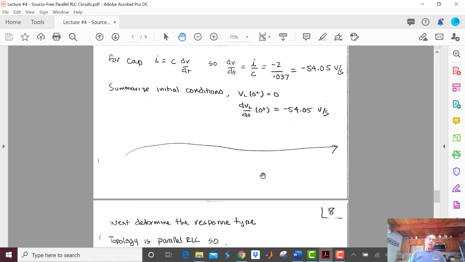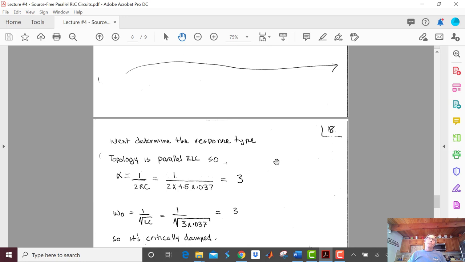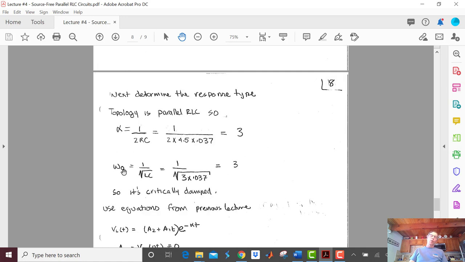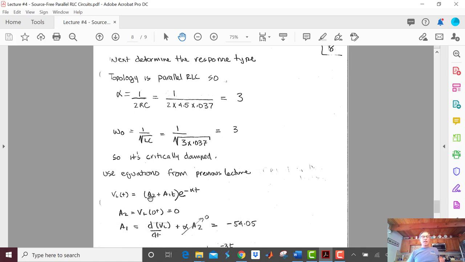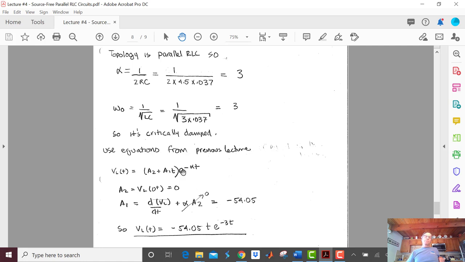Now let's determine the response type. We have a parallel RLC, so let's use our formulas from the cheat sheet. Alpha for a parallel RLC is 1 over 2RC, which is 3. Omega naught is equal to 1 over root LC, also 3. So my damping coefficient is equal to my resonant frequency, which means it's critically damped. Critically damped is one of the response types from our previous lecture, and here is that response: (A2 + A1 t) e to the minus alpha t.